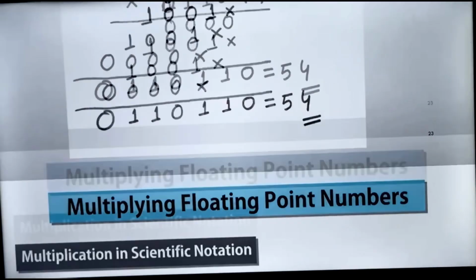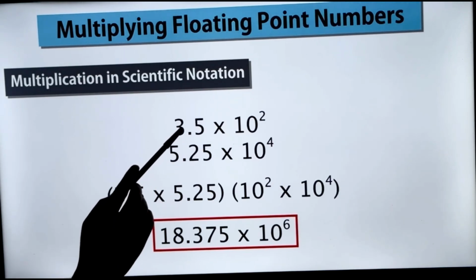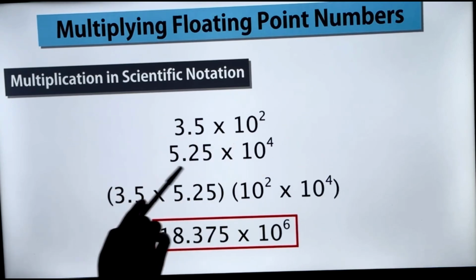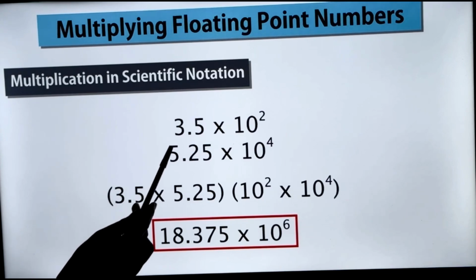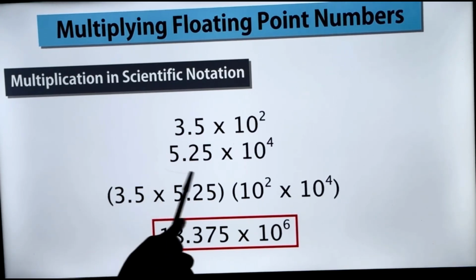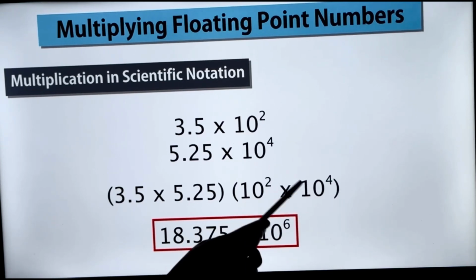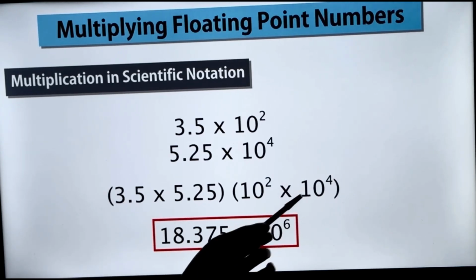So let's see how to do it in floating point number multiplication. Before we go for binary, I have one example of decimal multiplication. If I have two numbers, 3.5 into 10 square and 5.25 into 10 to the power 4, and if I ask you to multiply these two numbers, forget about binary, how will you do that? Normally people will multiply 3.5 and 5.25, and then 10 square and 10 to the power 4. We know 10 square and 10 to the power 4 is nothing but 10 to the power 6, right? a to the power m into a to the power n equals a to the power m plus n. Then you will multiply this, and 10 to the power 6 you will get.